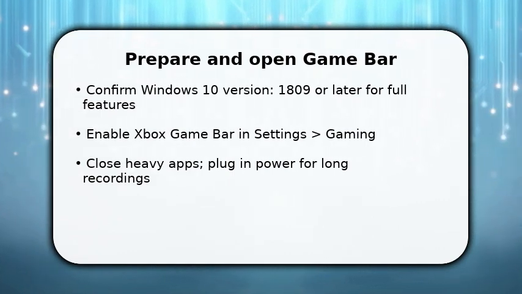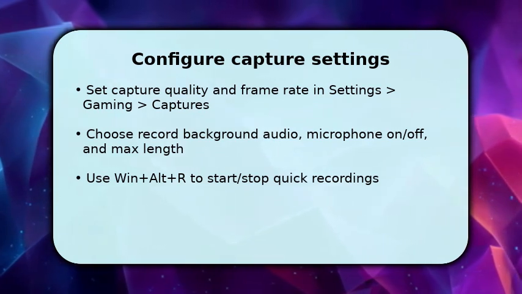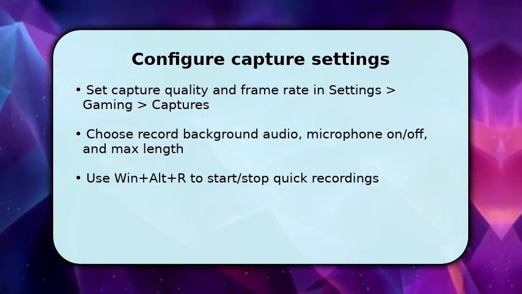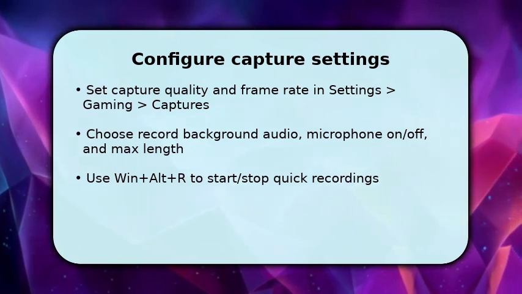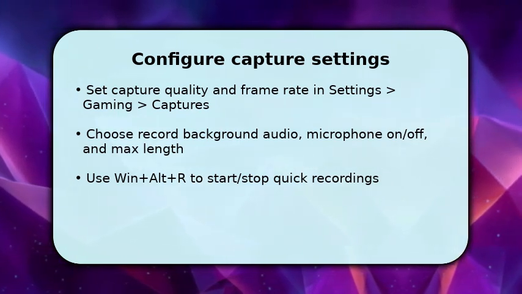Now you'll fine-tune capture parameters so recordings match your goal. Open Settings, Gaming, Captures to choose video quality, frame rate, 30 or 60 FPS, and recording length. Higher settings give smoother video but larger files. Back in Game Bar, select audio sources, include system, microphone, or both.